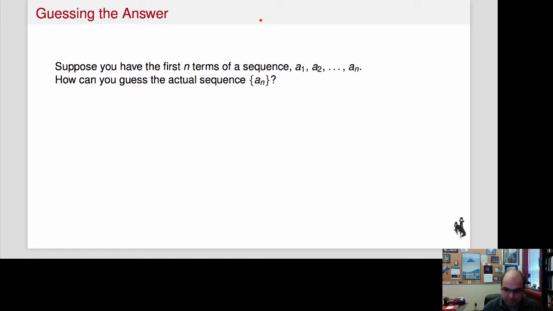Okay, I'm going to end this discussion by talking about guessing the right value of a sequence. Let's say that you have the first n terms. What is the actual sequence? Now, I hate this game.